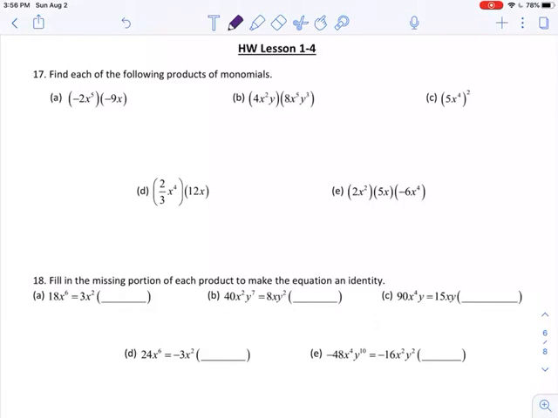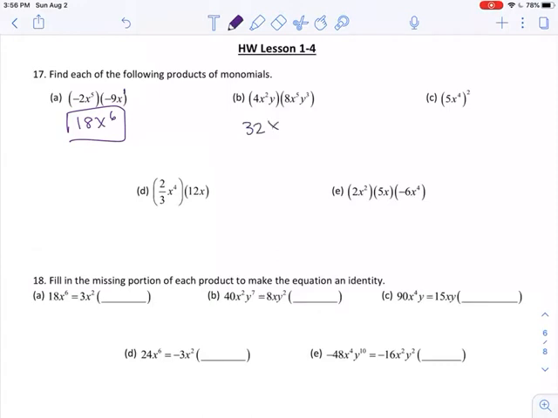So in this lesson we were talking about exponents, and you should remember that when you're multiplying you add these exponents. So if you're looking at question 17a, remember if there is no exponent there's actually a 1 right there. So I multiply the numbers in front, so negative 2 times negative 9 is 18, and then I just add those exponents. There's 5 x's in the first expression and 1 x in the second expression.